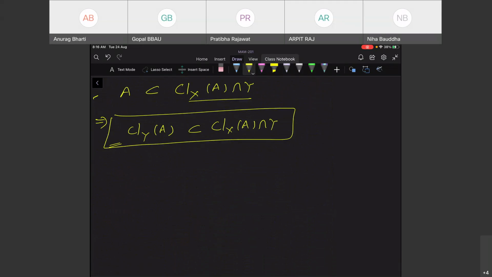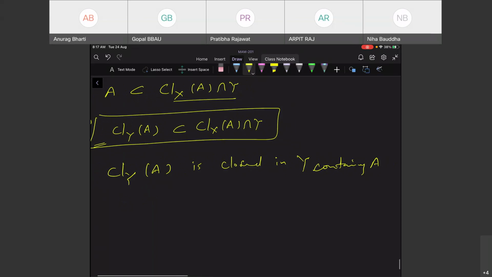Now the next part. On the other hand, what we know is that the closure of A in Y is closed in Y. Now we have to prove this one is the smallest closed set containing A. So let me write it. It is closed in Y, containing A, and in fact it is the smallest such subset.